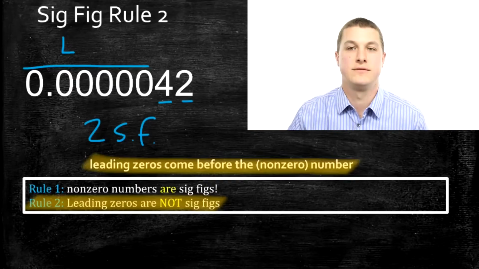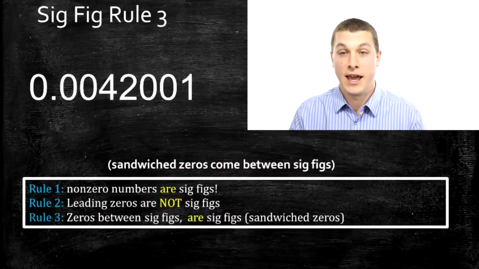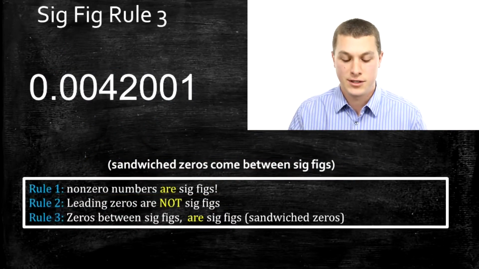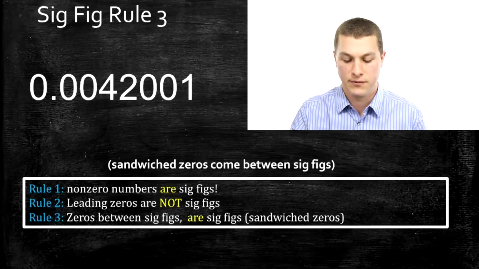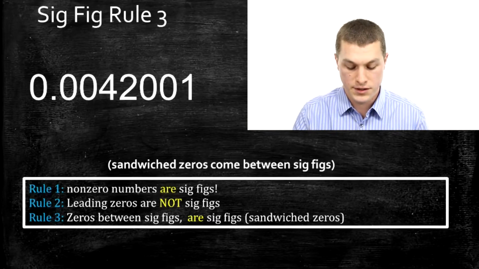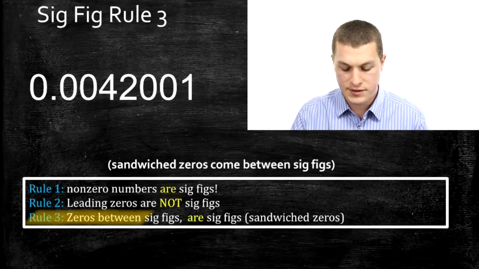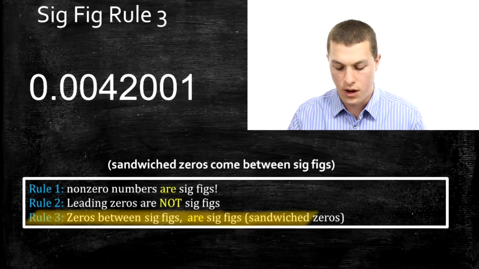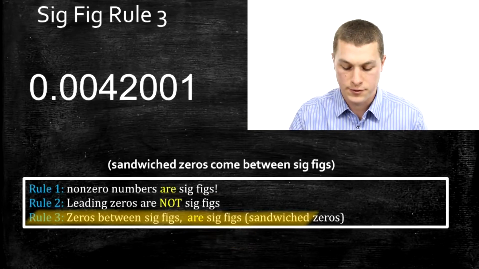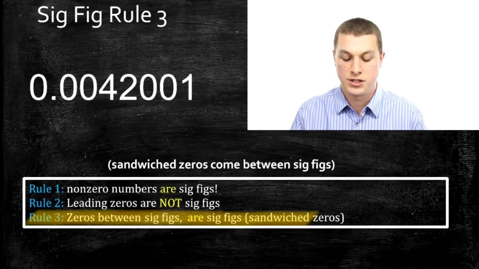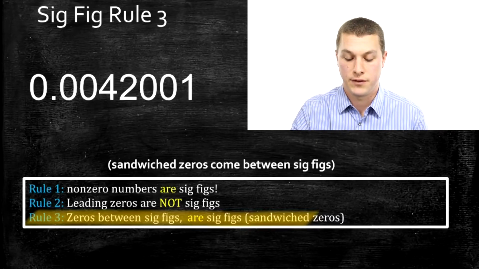Okay, the next category of zeros we're going to talk about is sandwich zeros. So sandwich zeros are just zeros that come between significant figures. They're in the middle of your number is another way to think about that. So rule 3 says zeros between sig figs are sig figs themselves. So sandwich zeros are just zeros that come between 2 sig figs.